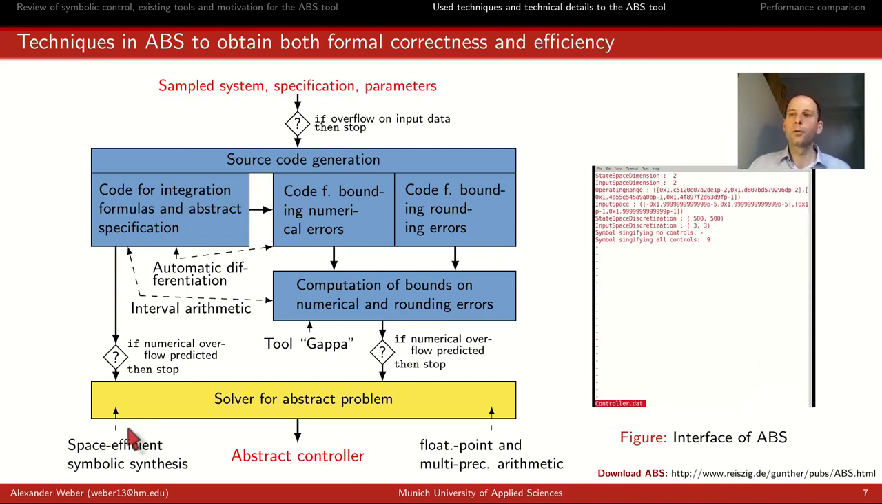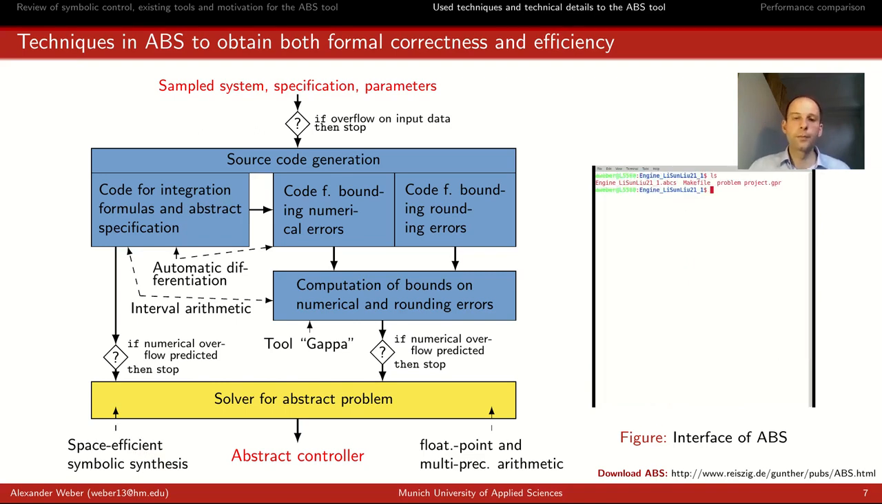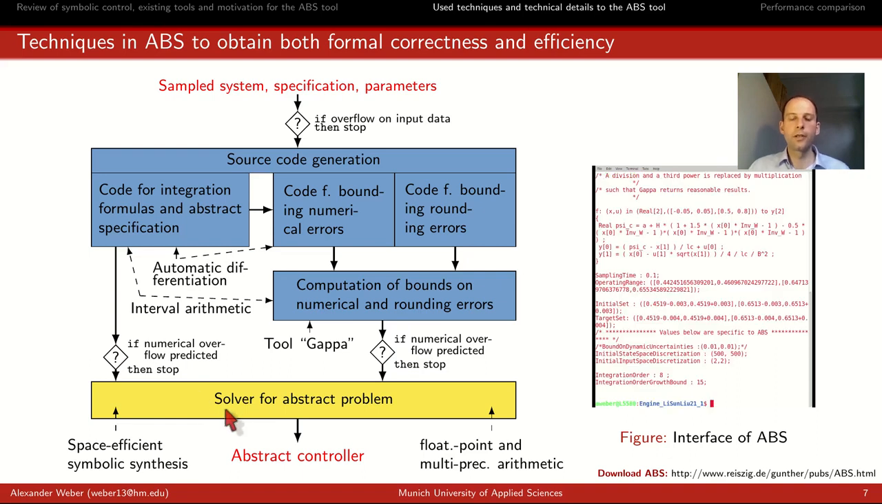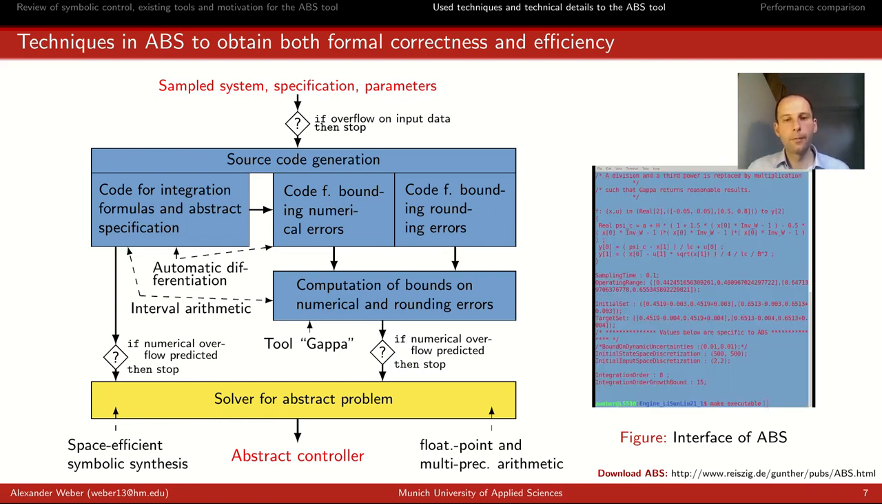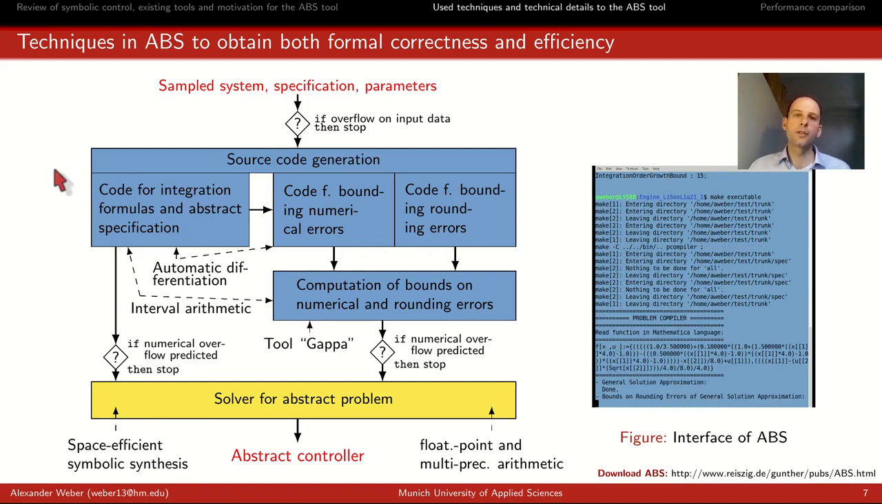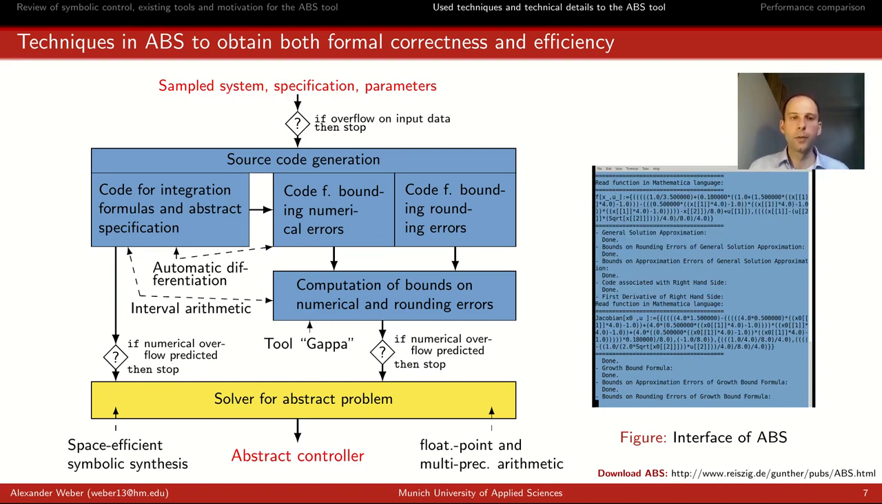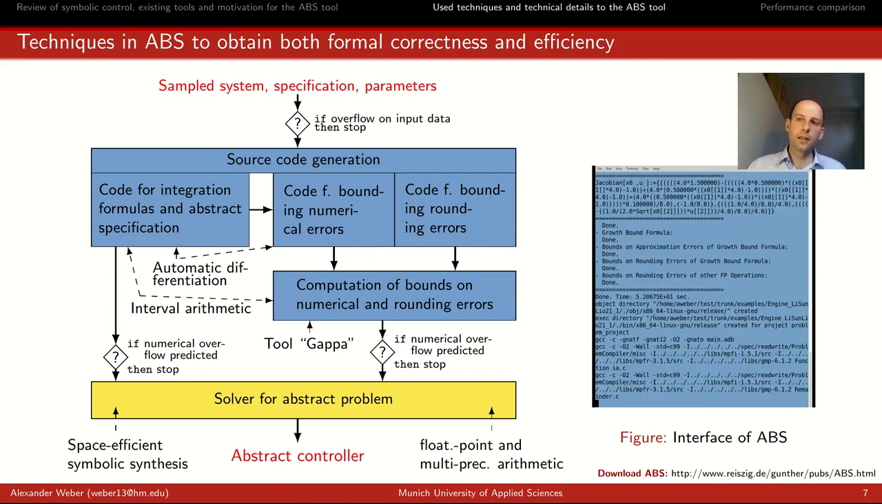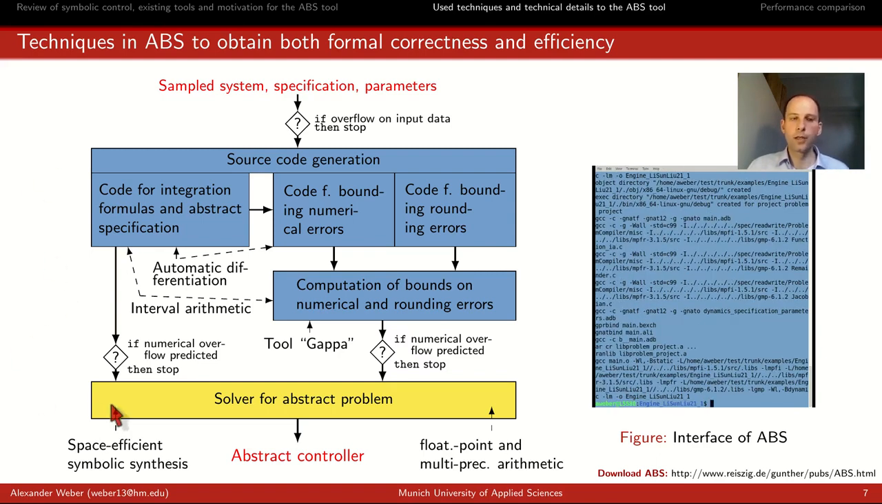Now, in order to obtain formal correctness in this solver block, we have a pre-processing step before. This pre-processing step provides certain bounds and forwards them to the solver block so that in the end the result of this solver block is formally correct. For example, in this pre-processing step, we process the right-hand side specified by the user, and we generate code for numerically integrating ordinary differential equations. This we do by standard methods of automatic differentiation. And this code that we obtain is then later used for computing the abstractions.